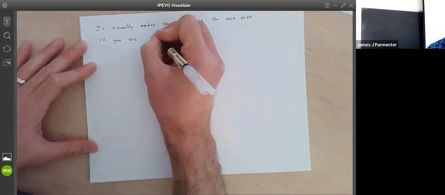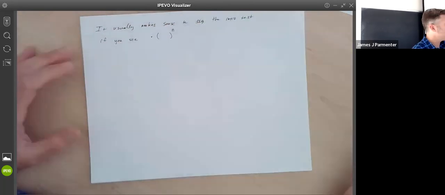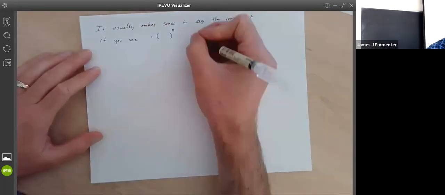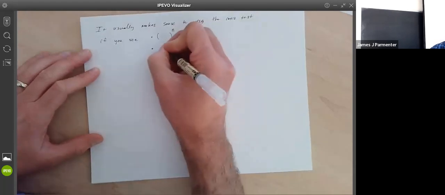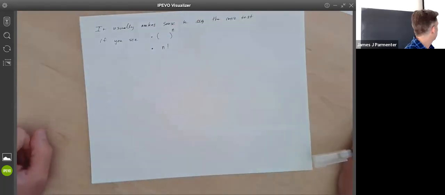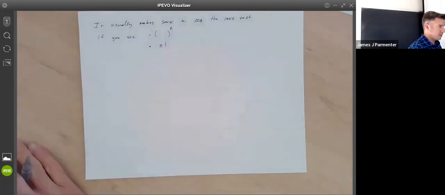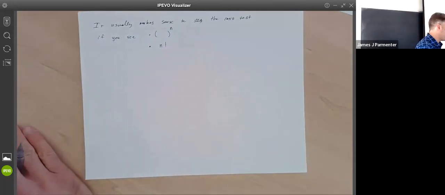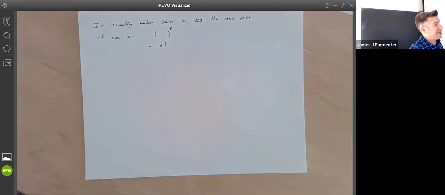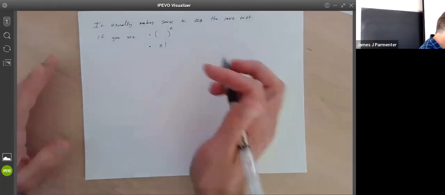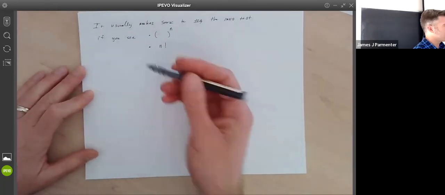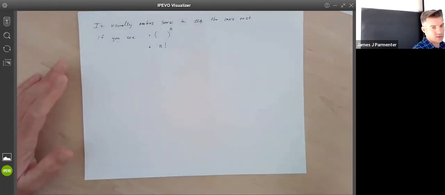Either something raised to the nth power or something with a factorial. Those are two really good indicators that you probably should try the ratio test, and it'll probably work. Not always, right? There's no guarantee. Nothing's going to work 100% of the time, but most of the time, if you see one of these two things, it's probably a good bet that the ratio test is what you should try.